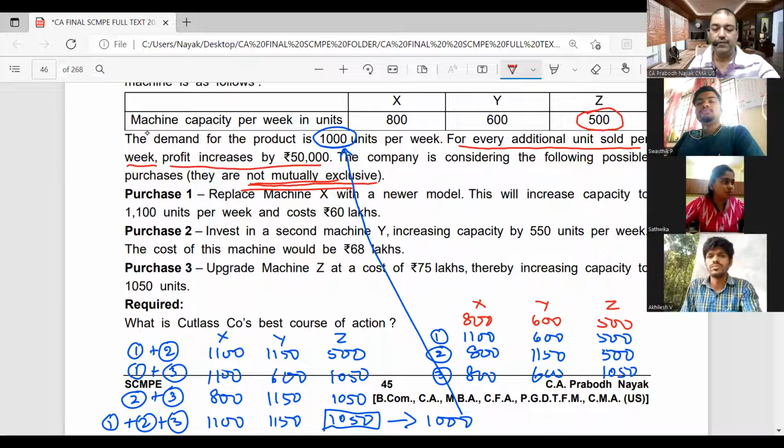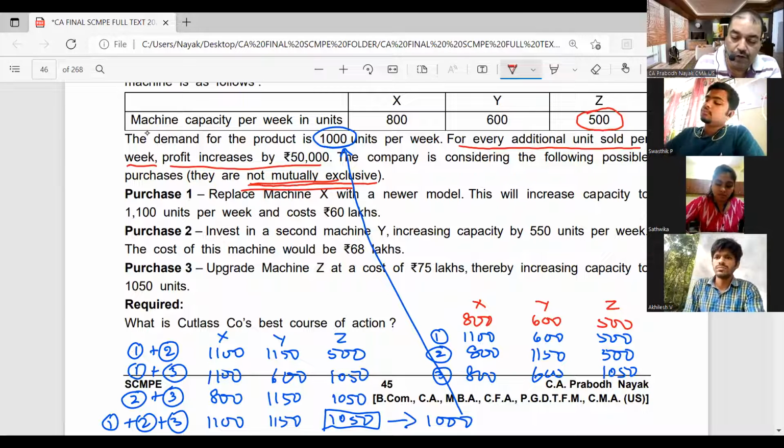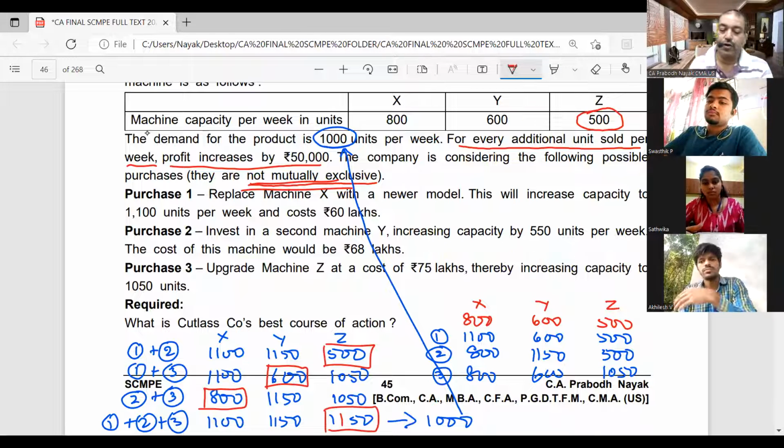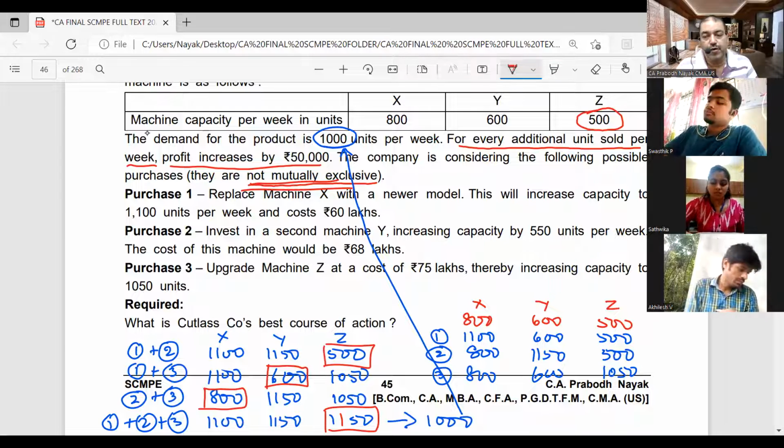So let us write down. So here my production is restricted to 800. Here my production is restricted to 600. Here it is restricted to 500. And here it is restricted to 1000. So let us write down. Point number one, write in point form. Point number one.